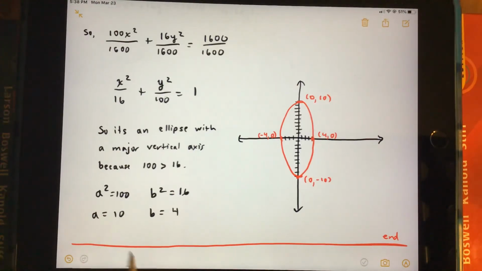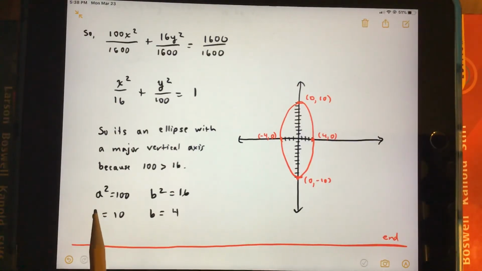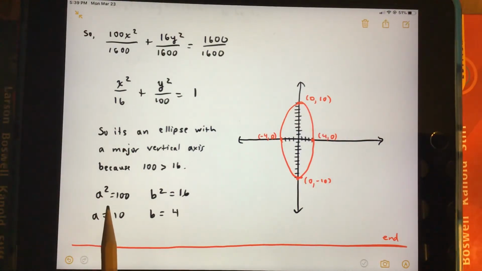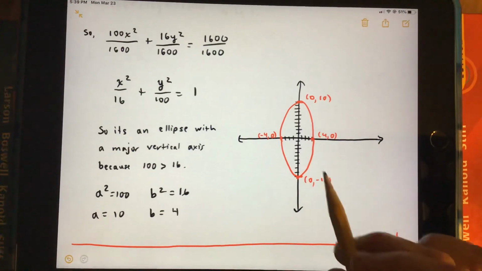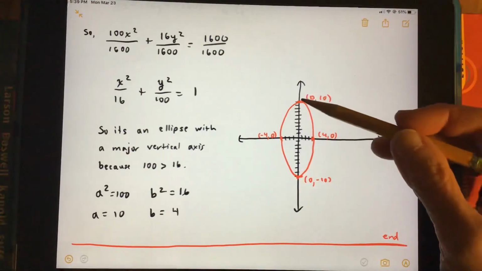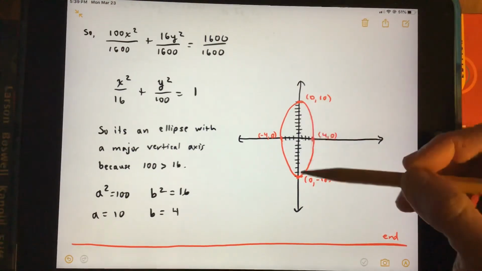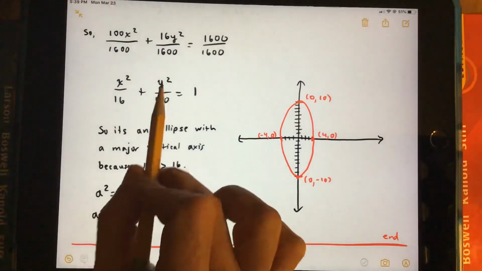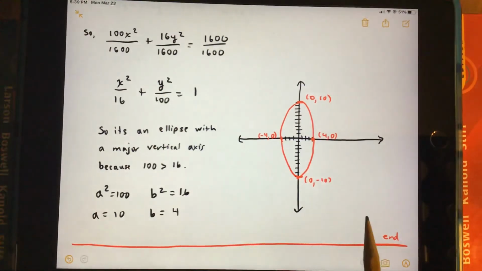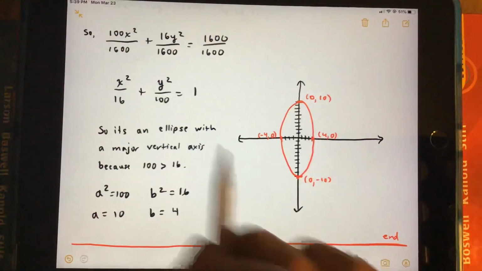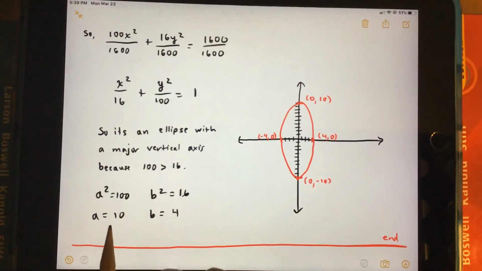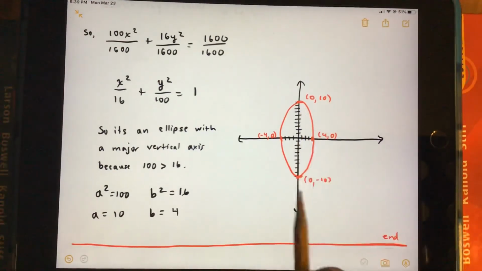And then all we have to do is graph those points. Now remember that our a squared term is going to be on the vertical axis. So that means that we're going to have to put the 10 above the origin and 10 below. We're not going to put 10 to the right or left because it pairs with this y squared term. That means we're on the vertical axis for our a number. So up 10, down 10.